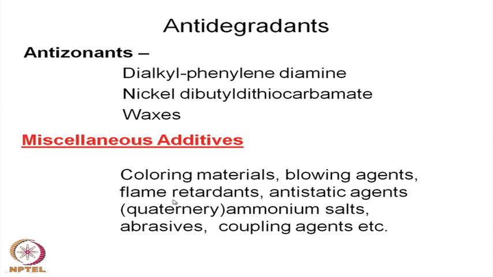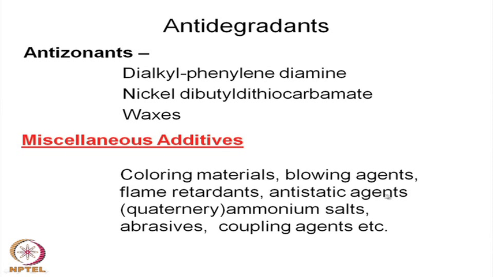Flame retardants: in order to impart some fire retardancy to the rubber product, some flame retardant ingredients are used. That can be chlorinated hydrocarbon, chlorinated rubber, alumina trihydrate, or some antimony compounds, or some phosphorus compounds, or some boron compounds. These are used as flame retardants.